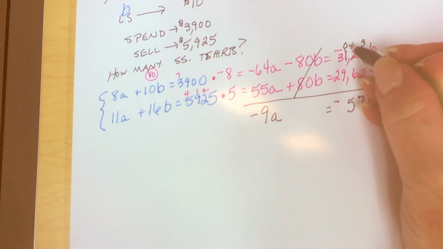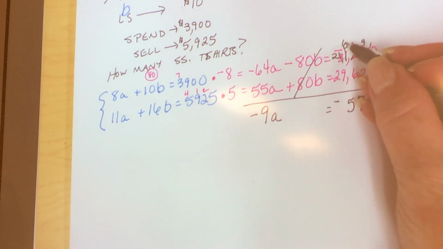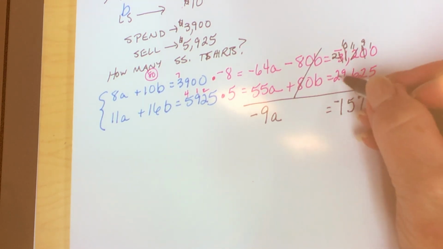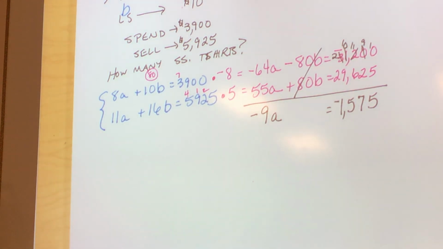Okay. Can't take 9 from 0, so I'll borrow. This will be a 2, and that'll be a 10. What's 9 from 10? 1. And 2 from 2 is 0. So negative 1,575. Now what do I do?